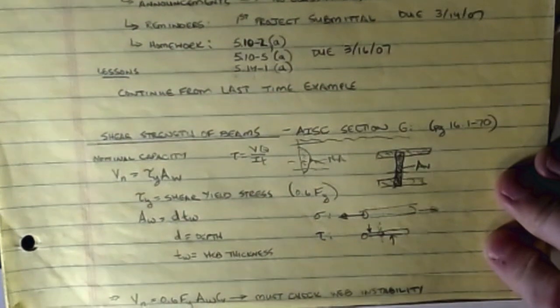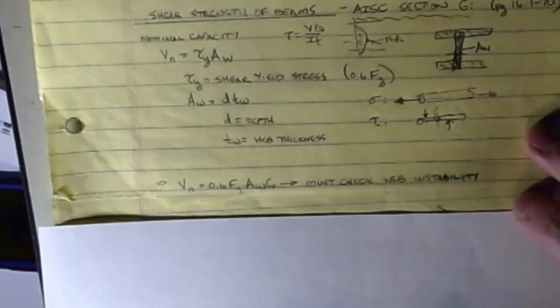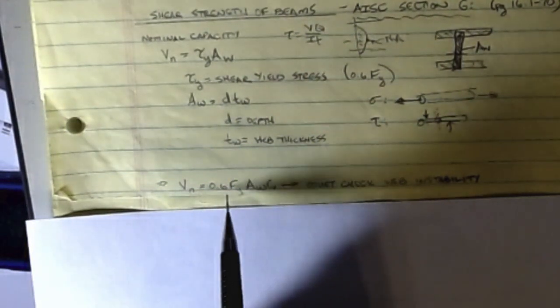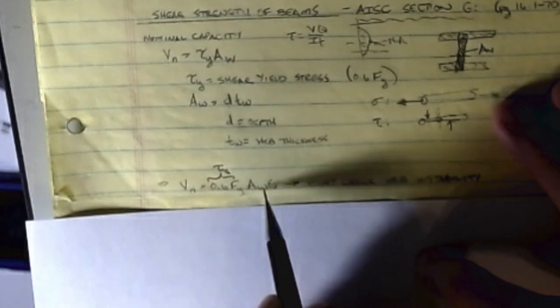When you plug all those pieces in, you come up with a formula that looks something like that. The nominal shear capacity, and this is in section G of the manual, is 0.6 times Fy. That's your tau y, and then multiplied by the area of the web, and then multiplied by this last little constant, this Cv characteristic.